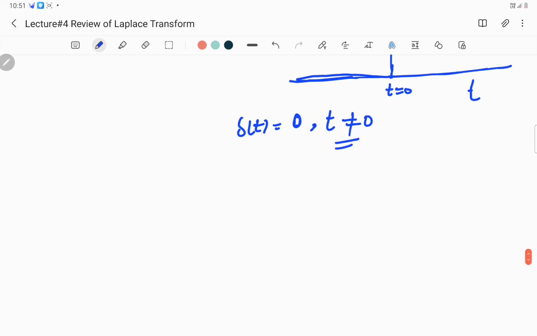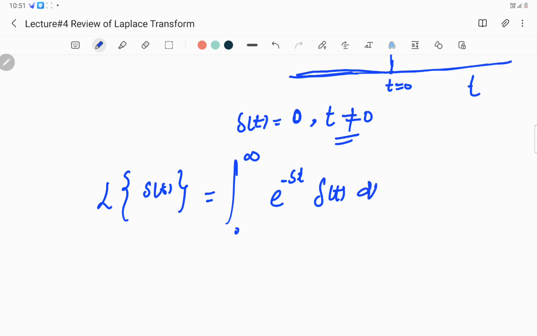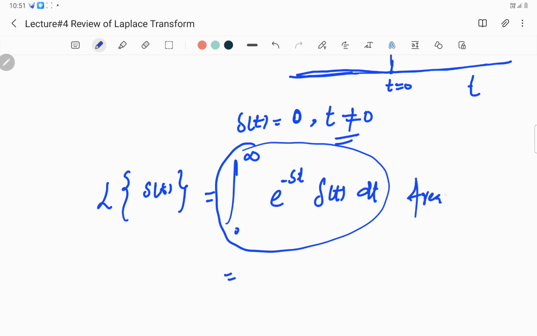So now let's try to find its Laplace. Laplace of del of t is the integral from 0 to infinity of e to the power minus st f(t) dt, and our f(t) this time is del t, the Dirac delta. So far as this integral is concerned, it basically represents the area under the pulse, which is nothing but 1. So Laplace of del of t is 1.